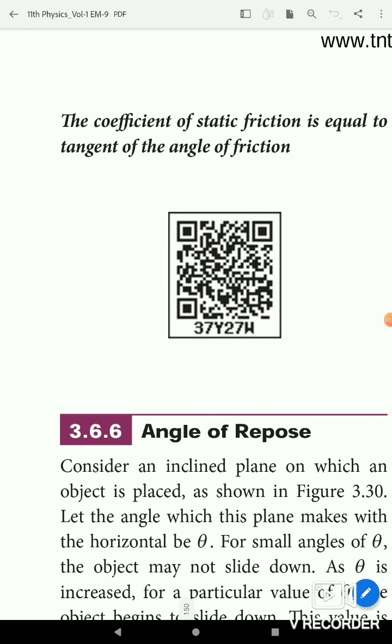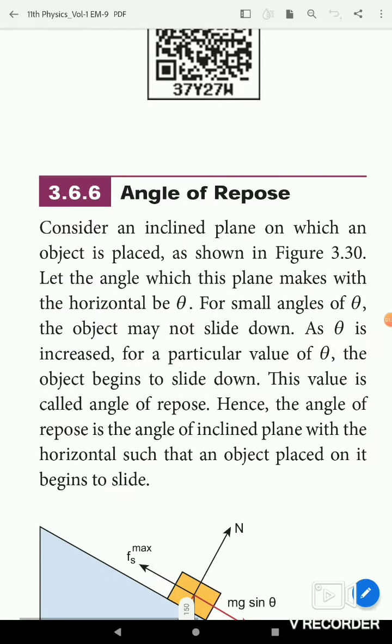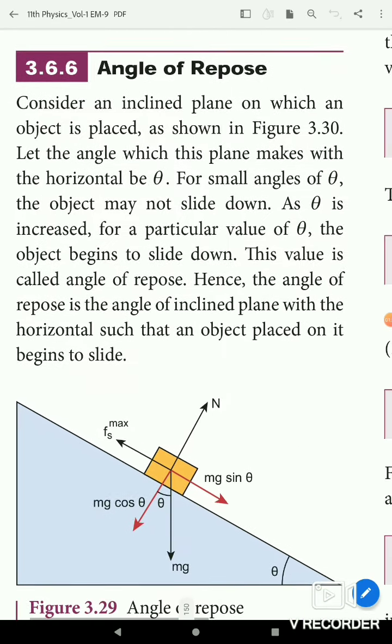This is a 3-mark question. Angle of friction is a 3-mark question: obtain that the coefficient of static friction is equal to the tangent of the angle of friction. This is the question for that one. Then next one is the angle of repose.